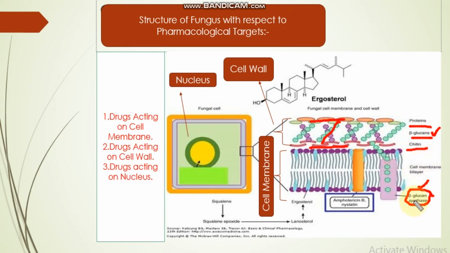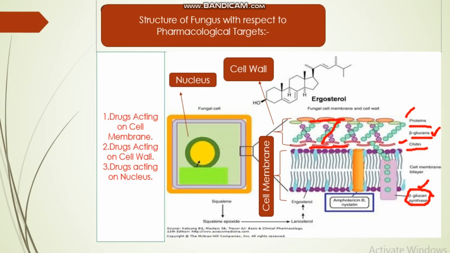These cell wall inhibitors bind to the beta glucan synthase, leading to the inhibition of beta glucan synthesis, and when there is no formation of beta glucan, there is no linkage between the protein and chitin layers. These protein and chitin layers separate from each other, leading to the weakening of the fungal cell and ultimately leading to the death of the fungal cell.